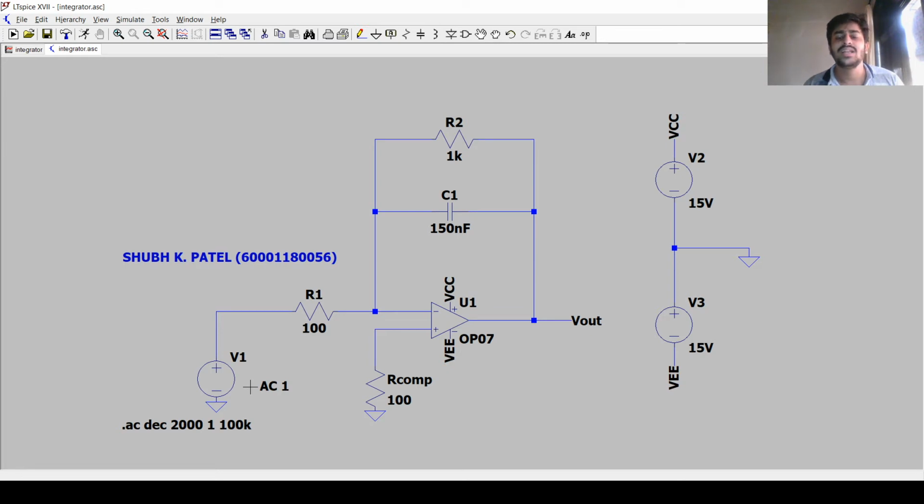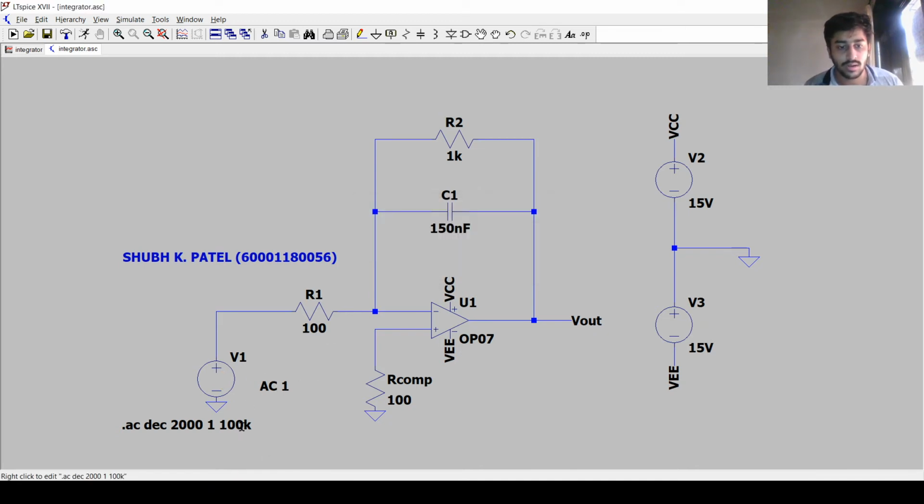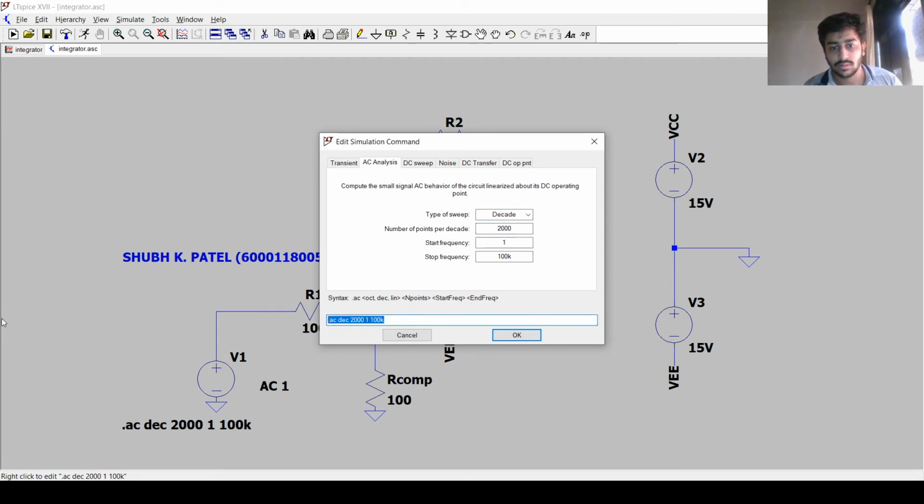Now basically the integrator circuit produces the negative integral of the input signal. So to verify that we will apply a sinusoidal signal. The integral of sine is cosine, and the negative sign, which is minus sign, indicates that it is 180 degree out of phase. So to verify that, we will apply sinusoidal signal. For that, remove this.